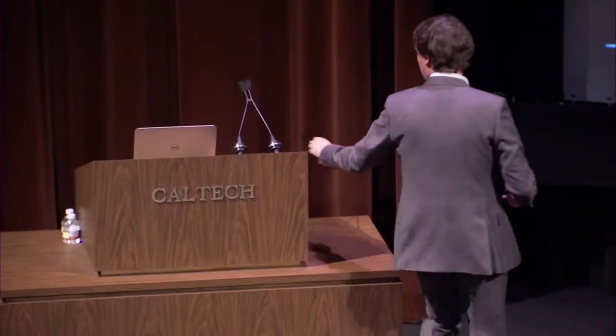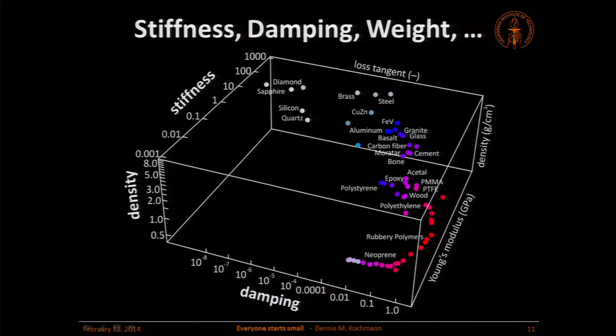Now, I've been talking about stiff materials and high damping materials for a while, so let's take all the materials we have on Earth and let's look at what they do and what they have. What we see over here is the following. On this slide, on this axis, we have stiffness.